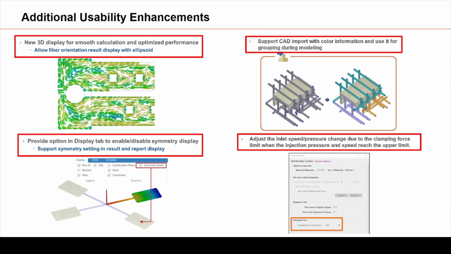Fiber orientation will have a new 3D display. Instead of it being a vectorized result, the new 3D display will have a smoother calculation and optimized performance for outputting this fiber orientation result. You can change the visual characteristics of this output setting in your preferences.